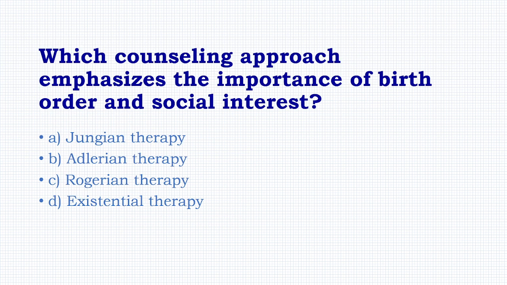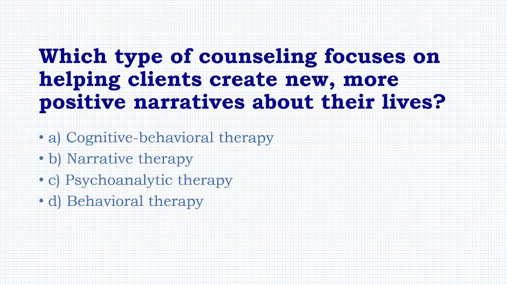Which counseling approach emphasizes the importance of birth order and social interest? Option: Jungian therapy, Adlerian therapy, Rogerian therapy, existential therapy. Answer of this question is option B, that is Adlerian therapy.